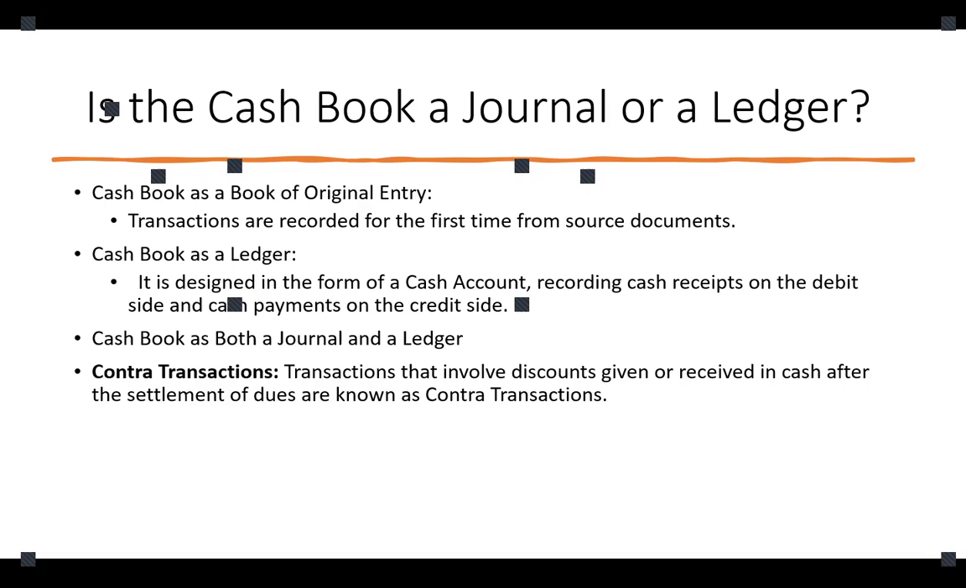Now the next point is contra transactions. What are contra transactions? Whenever there is a transaction that involves discount given or received in cash after the settlement of dues, it is known as a contra transaction. That means when there is a cash to cash transaction, bank to bank transaction, bank to cash transaction or cash to bank transaction, that we call contra transactions.